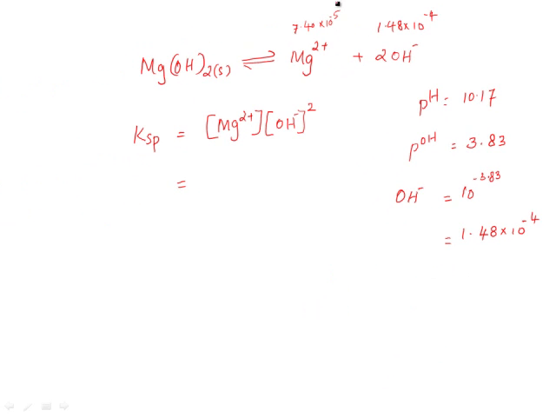Okay, so you know the concentrations of each. Now you need to put the numbers into the Ksp expression. So Mg2 plus is 7.40 into 10 to the power negative 5. And OH minus concentration is raised to the power 2. So 1.48 into 10 to the power negative 4 raised to the power 2. Solve that and that should be our answer. If not, we have to revise. Is that our answer?